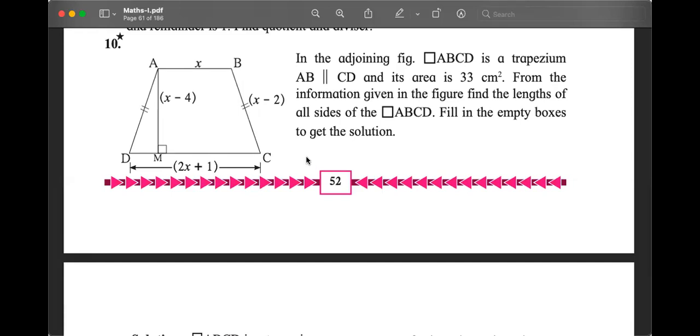Khadija says only one pair of opposite sides are parallel. Correct. Only one pair of opposite sides are parallel. So it is half a parallelogram. In a parallelogram, both pairs of opposite sides are parallel. But in case of trapezium, only one pair of opposite sides are parallel. And in this diagram, the pair of opposite sides that are parallel are AB and CD. That is it.